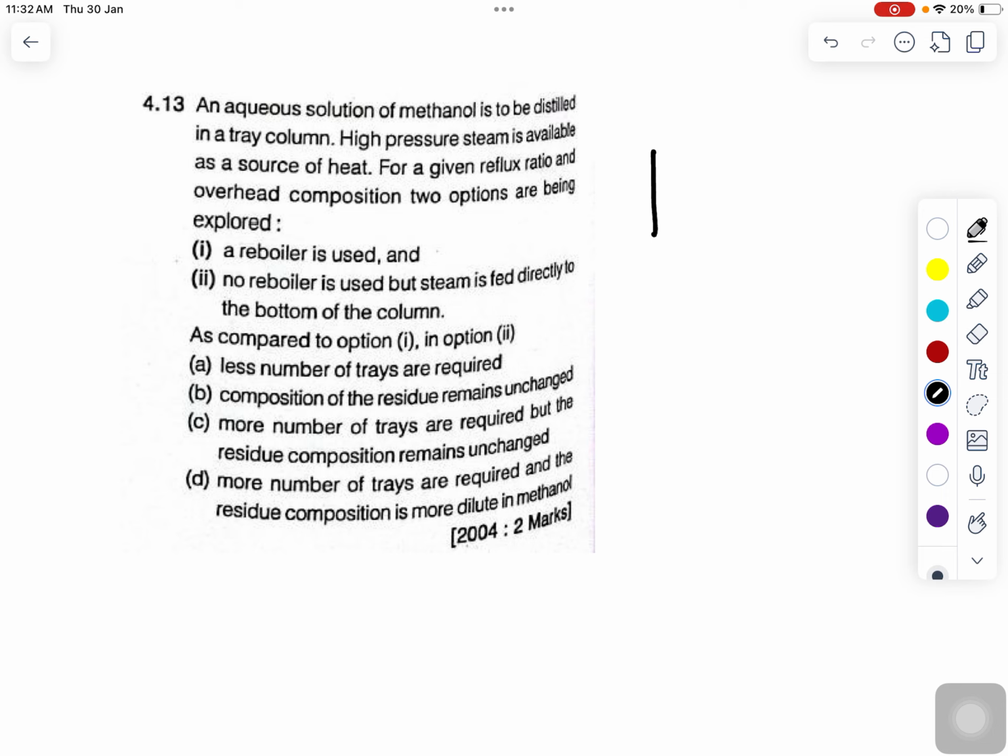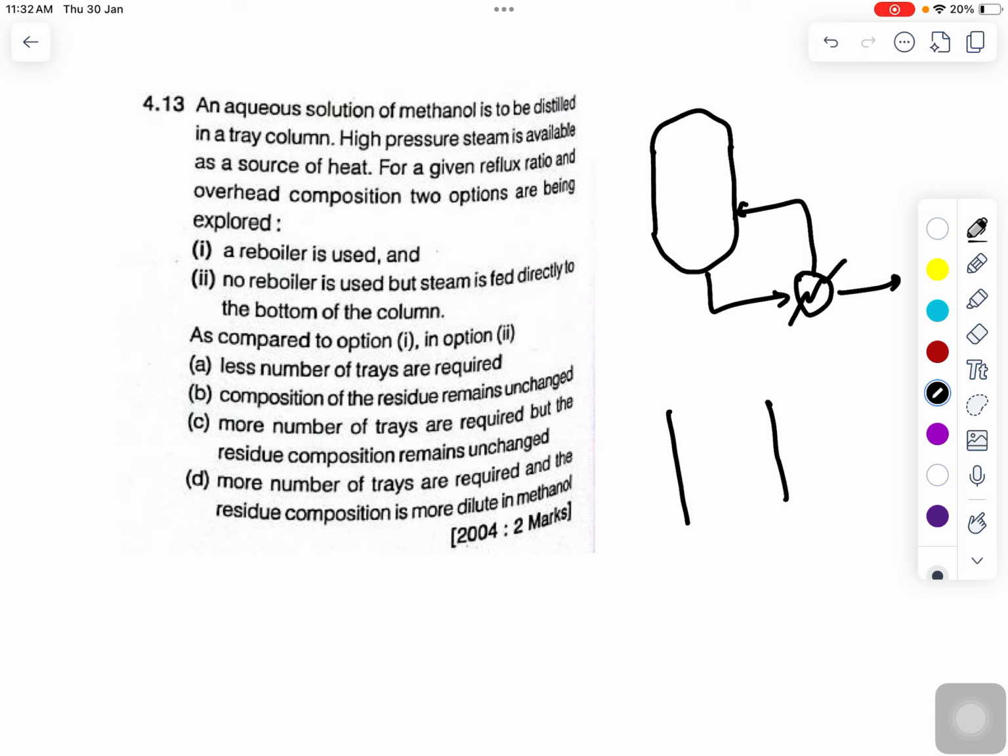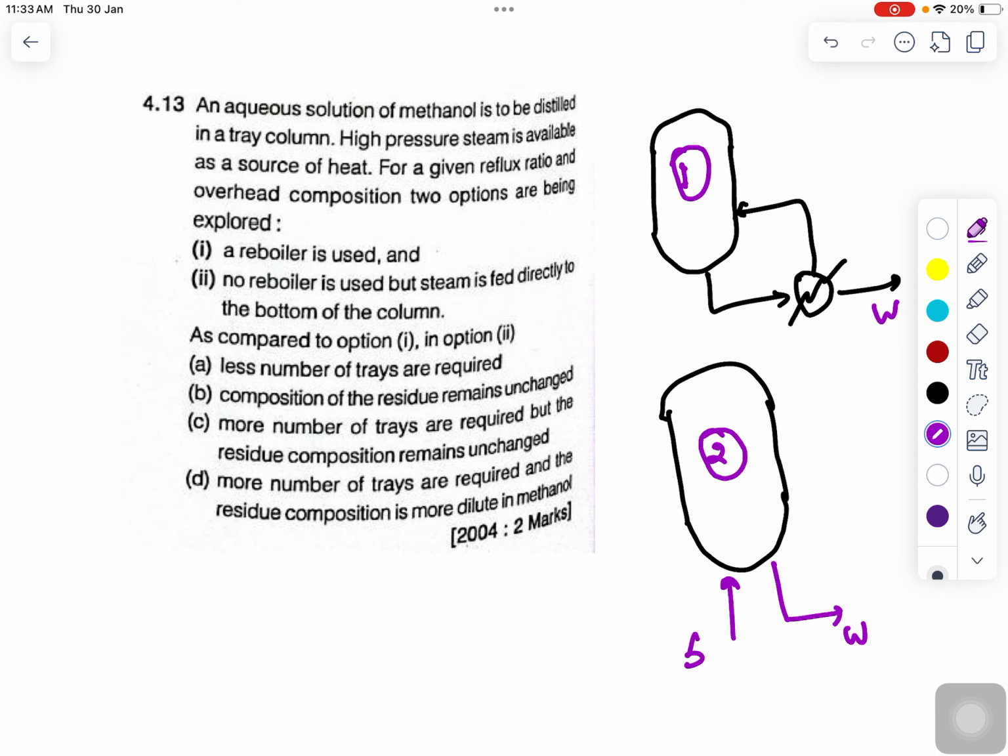So when we see a normal distillation column, it looks like that, and in the bottom you can see there is a reboiler, right? So this reboiler is heating the bottom product, and it is going like that. And when there is an open steam condition, here the bottom reboiler is removed and open steam is directly fed, something like that. So here S is there, W is there, like that, right? So these two conditions, first condition is there and second condition is there. So based on these conditions you have to understand the options.